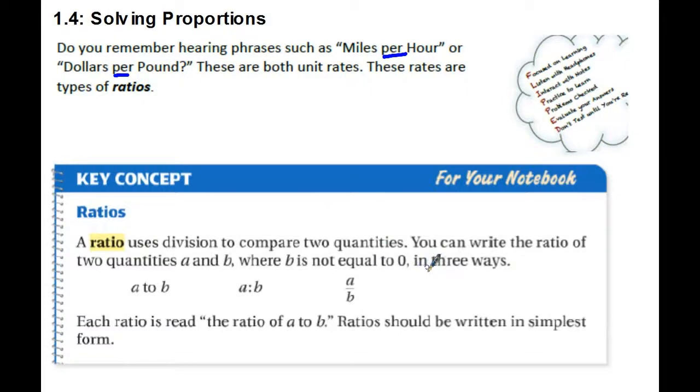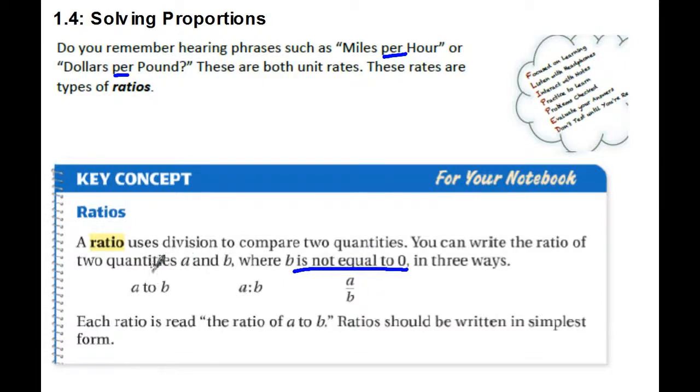You can write the ratio of two quantities A and B where B is not equal to 0. Now, let me explain that. Don't want to get into too much detail, but you don't want to divide by 0. Okay, it doesn't exist. The number doesn't exist, but we're not going to get into that. So B can't be 0.